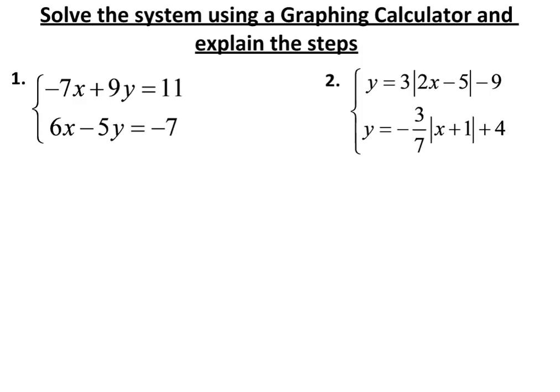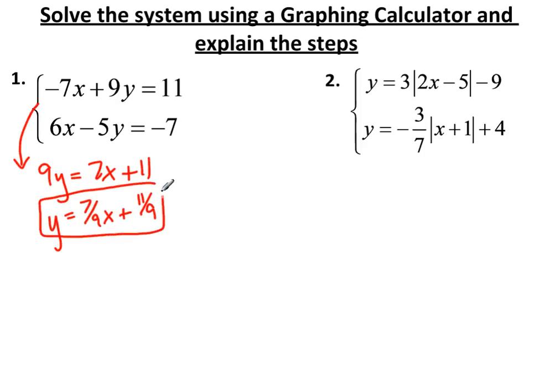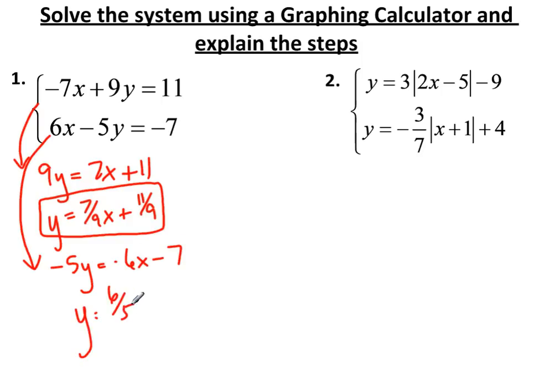The first thing we need to do is actually get them into y equals form. So for the first one, I'm going to take this equation and solve for y. So I'm going to get 9y equals 7x plus 11. Y equals 7/9 x plus 11/9. If you notice, that's kind of nasty looking, and that's the perfect time to use a calculator. I'm going to do the same thing with the second one. Okay, -5y equals -6x minus 7. Y equals, when I divide two negatives, I get a positive 6/5 x and a positive 7/5.